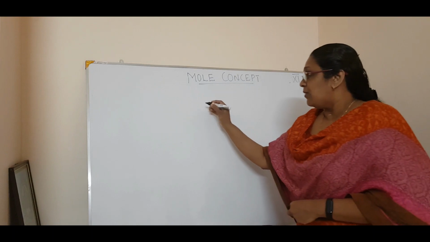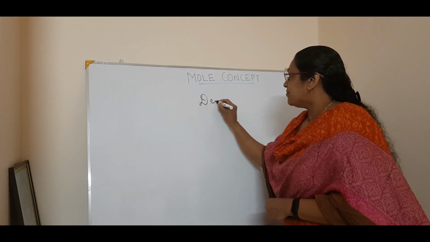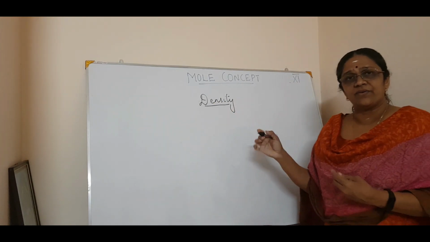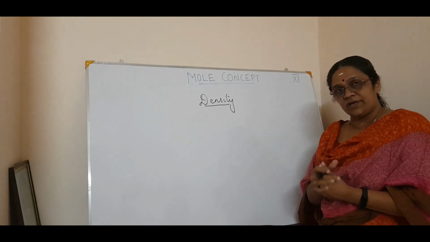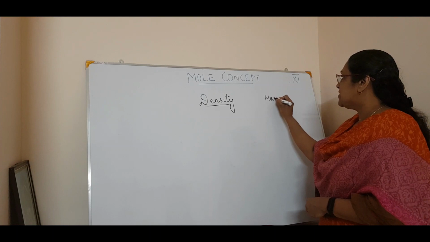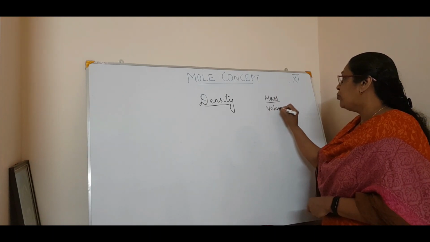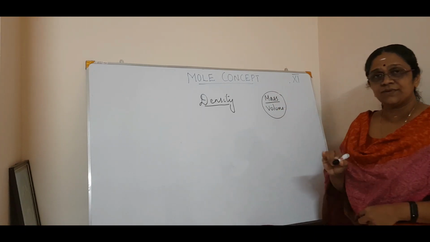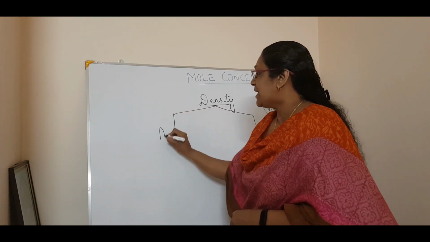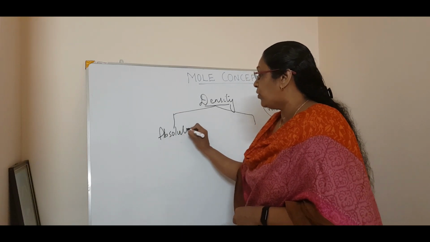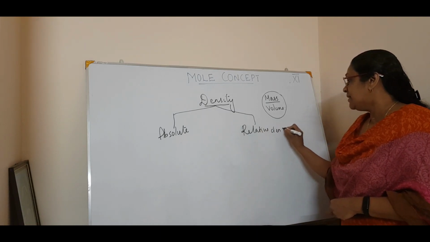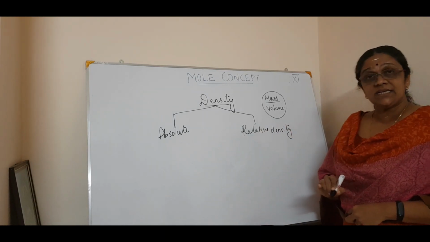Another thing I want to tell is about the density. Since this is an introductory part, a basic concept of chemistry, you have to know it. Even though this is not in the textbook, you know what is density. Density is equal to mass by volume. In numericals, all these are asked. But now we will divide this density into two: absolute density and relative density.